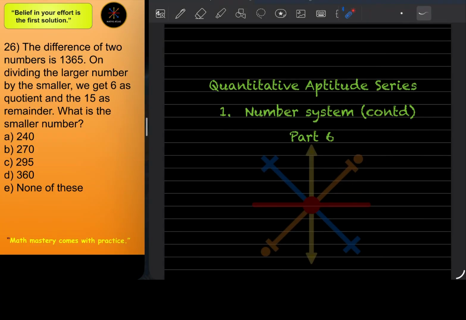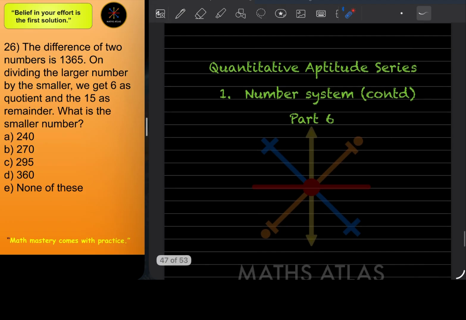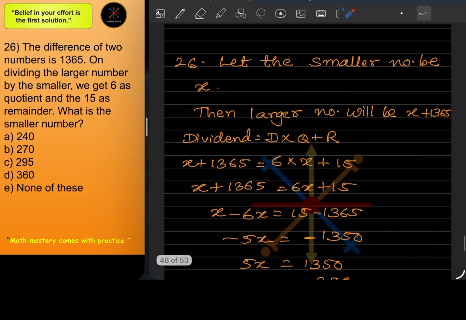So today let us see part 6 of the quantitative aptitude series. Here it says the difference of two numbers is 1365. On dividing the larger number by the smaller, we get 6 as quotient and 15 as remainder. We have to find the smaller number. We will consider this as x.